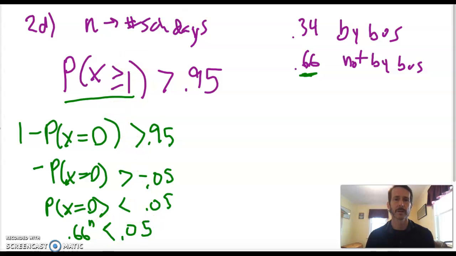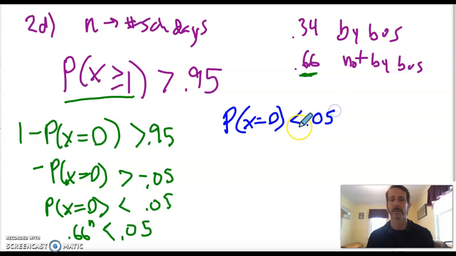The other way to think of it is a kind of shortened version of that. Being greater than or equal to 1, I want it to be greater than 0.95. Well, the only thing that's not bigger than or equal to 1 is being 0. And if this probability has to be bigger than 0.95, then this probability has to be less than 0.05, or less than or equal to, either way. And you end up in this exact same place. And so this has to be the 0.66 to the n, has to be less than 0.05.